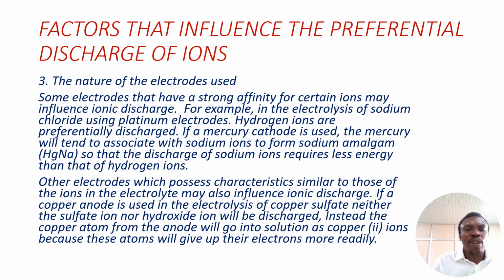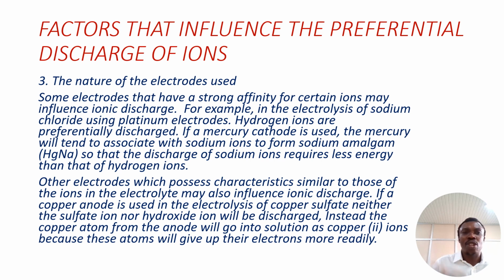Now, the next one is the nature of the electrode used. Yes, the nature of the electrode used can affect the ion that will preferentially discharge. If two ions are competing for discharge, the nature of the electrode used can affect the ion that will preferentially discharge. What happens is that if one of the ions has characteristics similar to that of the electrode that is used, or maybe the electrode has an affinity for any of the ions that are competing for discharge, that ion can be preferentially discharged. Some electrodes that have a strong affinity for certain ions may influence ionic discharge.